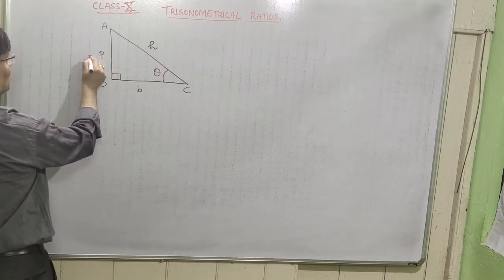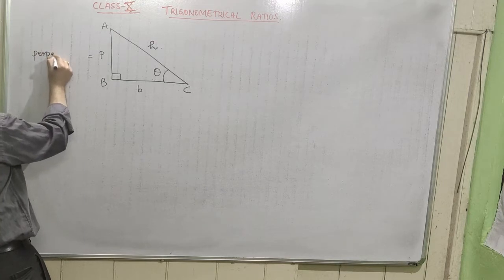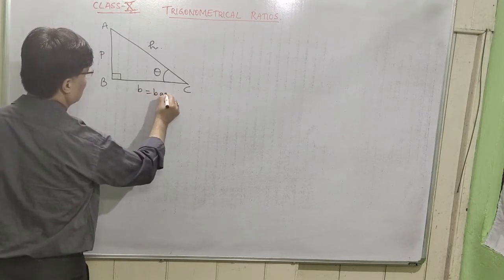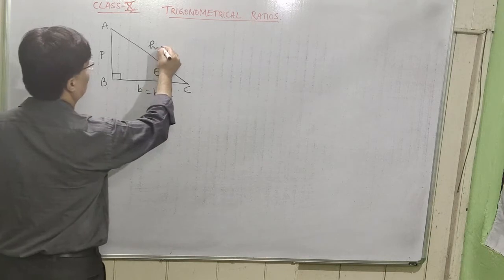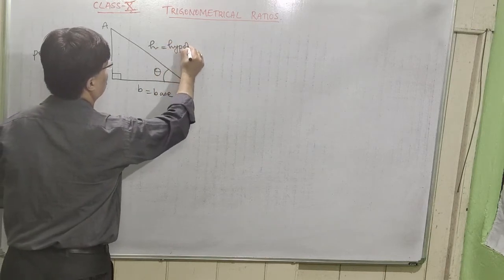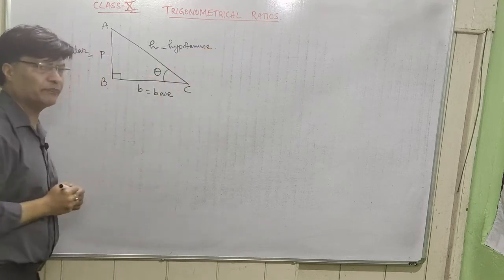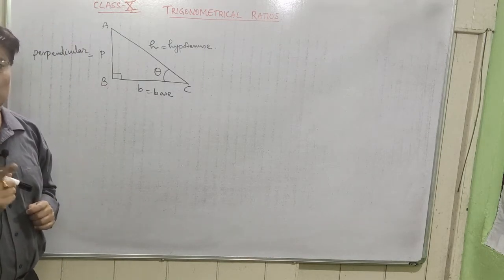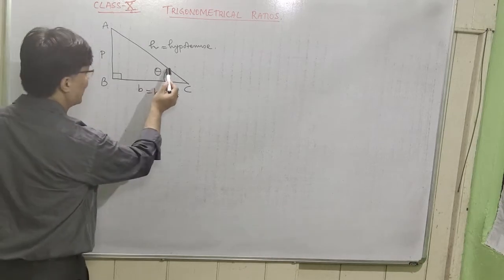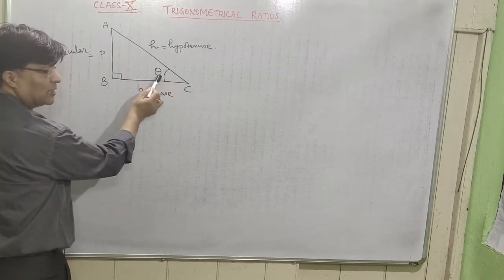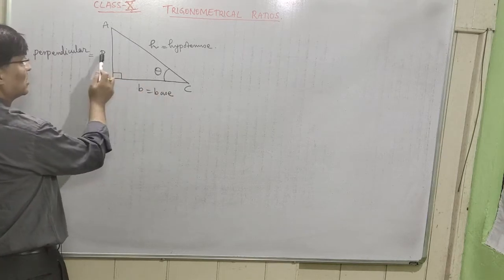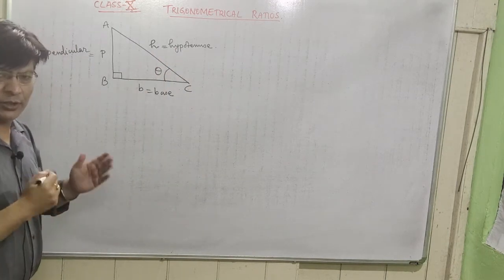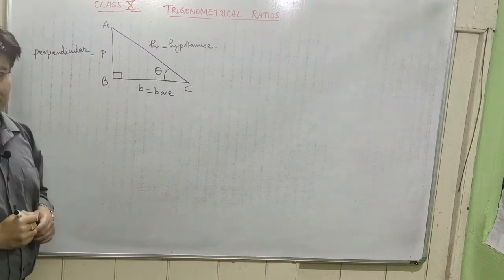So this P is the perpendicular. This B is known as the base, and this H is known as the hypotenuse. So always remember that the side opposite to the angle considered will be the perpendicular. Here the angle theta, that is angle ACB equal to theta, is considered. The side opposite to this angle theta will be the perpendicular. The other side will be the base, and this will be the hypotenuse. So this is the hypotenuse, perpendicular, and base concept.